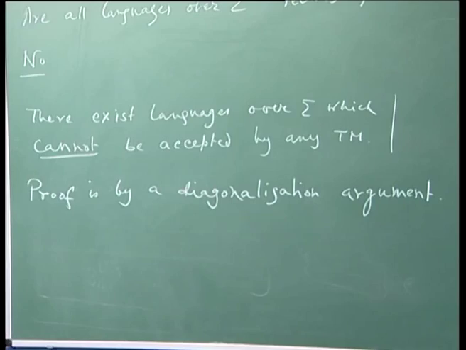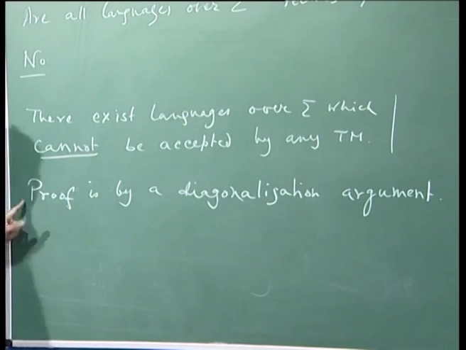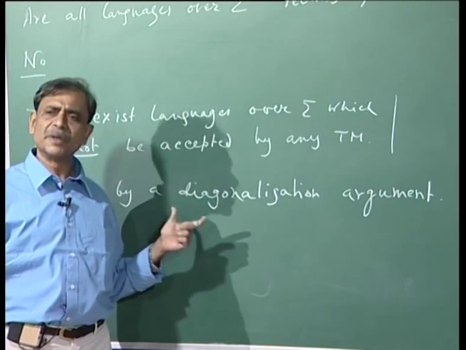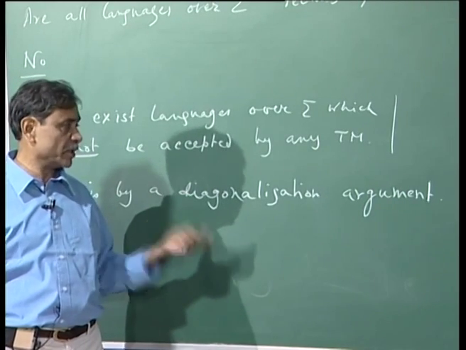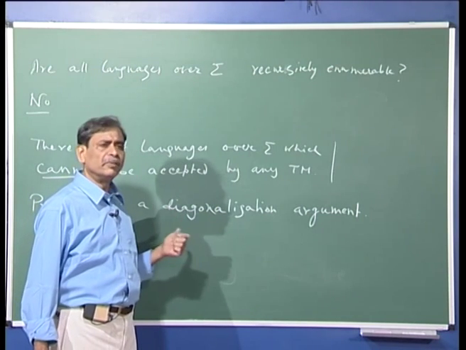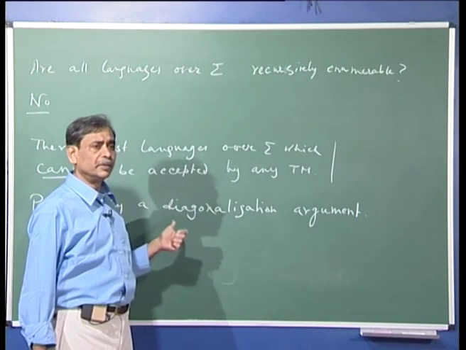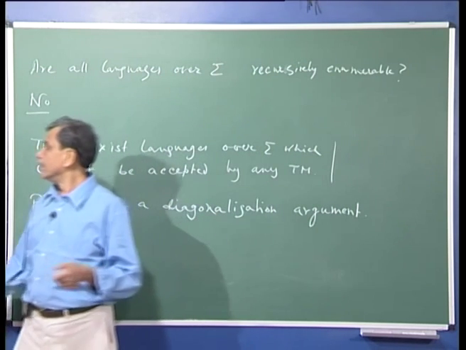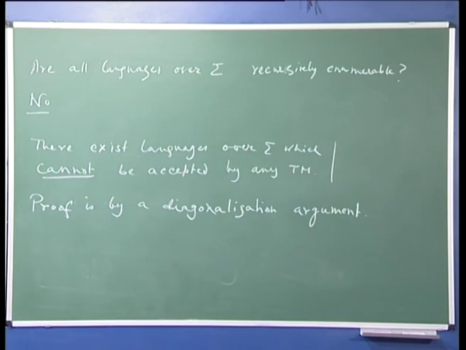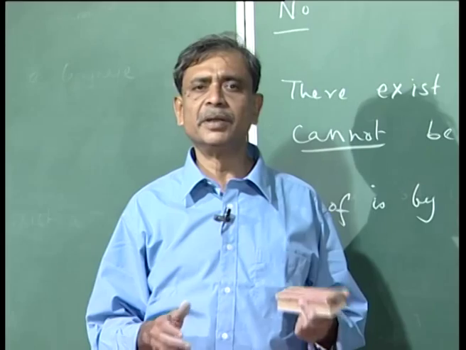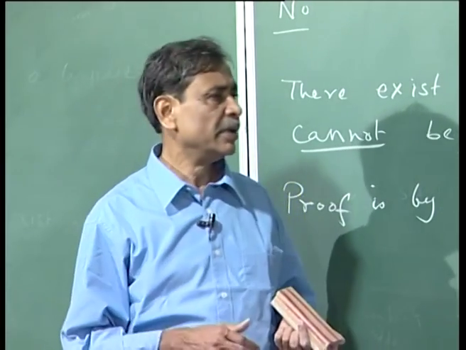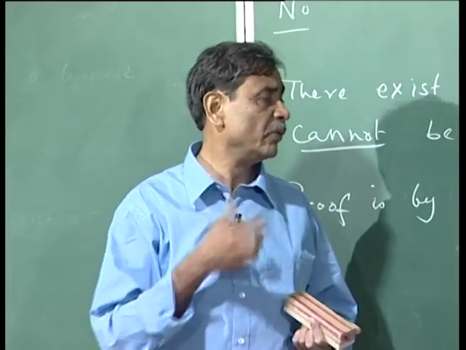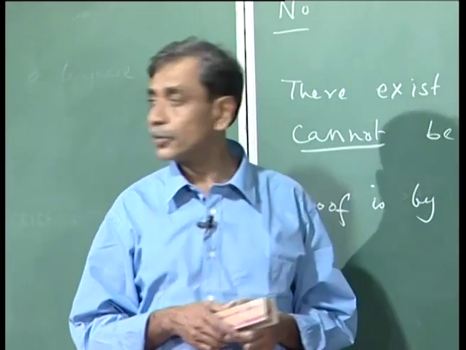This is a very powerful style of proof. Now, you know some proof strategies like induction, proof by contradiction, etc. This is a special kind of proof by contradiction. And some of you might have seen the proof that there cannot be a bijection between the set of natural numbers and the set of real numbers. That proof, typically, is by a diagonalization argument.